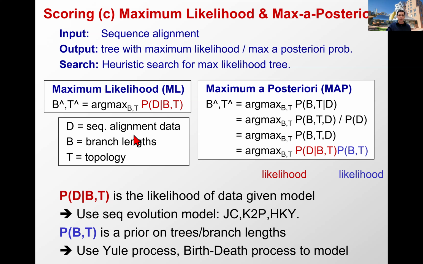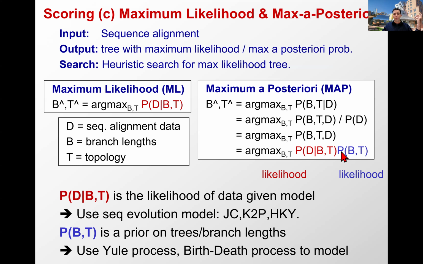Alternatively, I could say that I don't want to just maximize the probability of generating the data given my branch lengths and topology. What I want instead is to scale that by a prior. I want to scale that by a prior of what are some completely unrealistic branch lengths and topologies. Okay, so I want to have a Bayesian approach that basically says, what is my prior over all branches and topologies, and what is the likelihood? And together, I'm going to get the posterior.